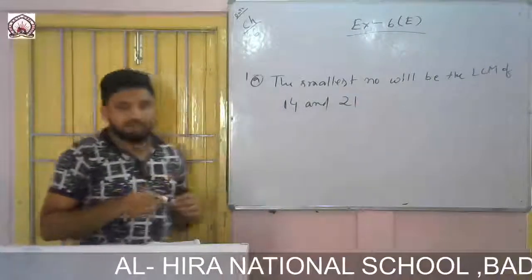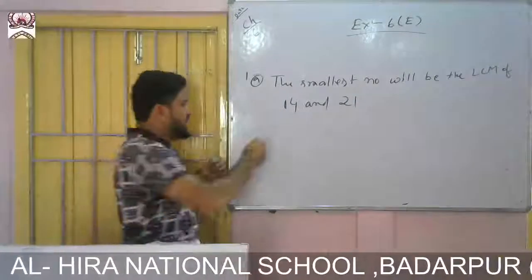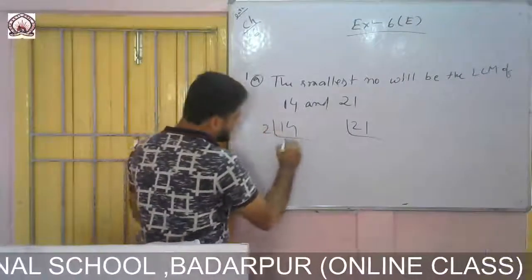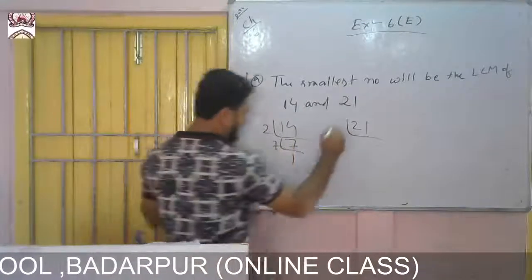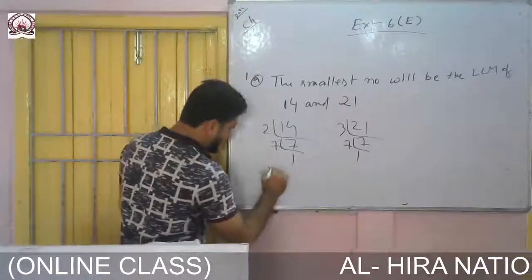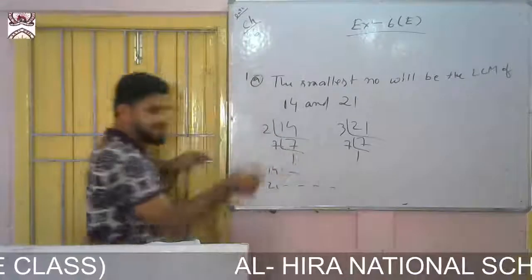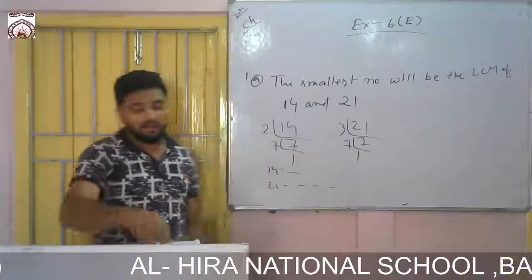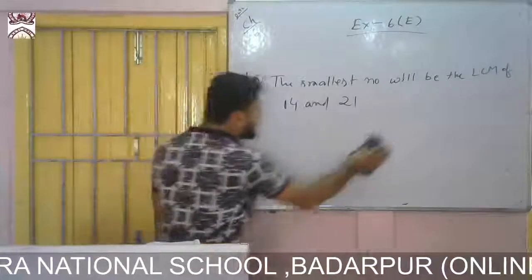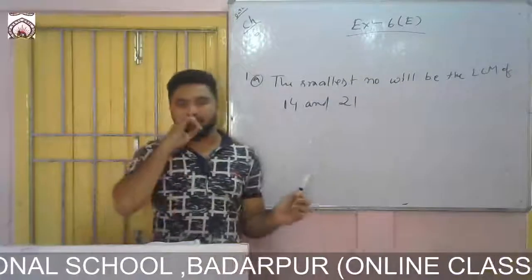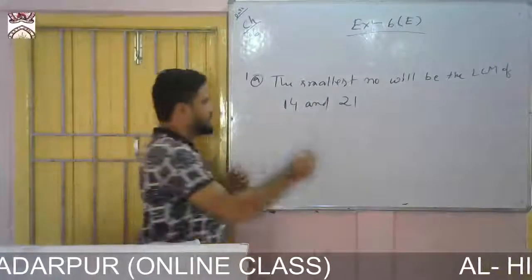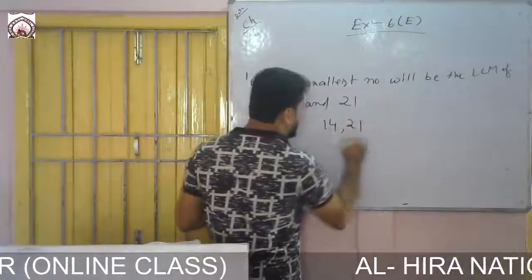So one new method you learned. Earlier you have done LCM like this, writing 14, then 21 separately, dividing by 2, 7 and so on, and then finding the LCM. Now you learned a new process, that is, both 14 and 21 we take at a time and find, so that this will take less time. So 14 comma 21 we take at a time.